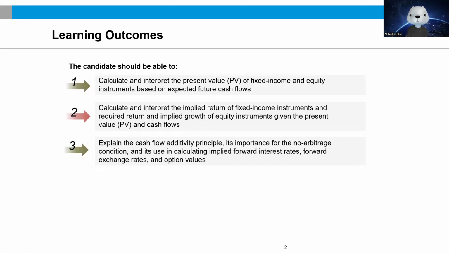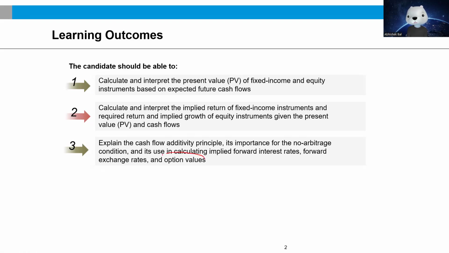And I quote, calculate and interpret the present value of fixed income and equity instruments based on expected future cash flows. Calculate and interpret the implied return of fixed income instruments and required return and implied growth of equity instruments given the present value and cash flows. Explain the cash flow additivity principle, its importance for the no arbitrage condition, and its use in calculating implied forward interest rates, forward exchange rates, and option values.